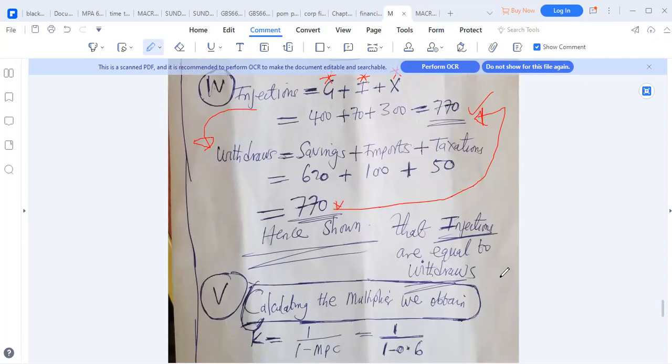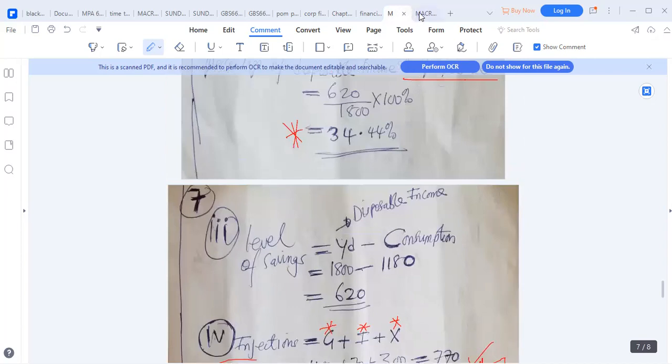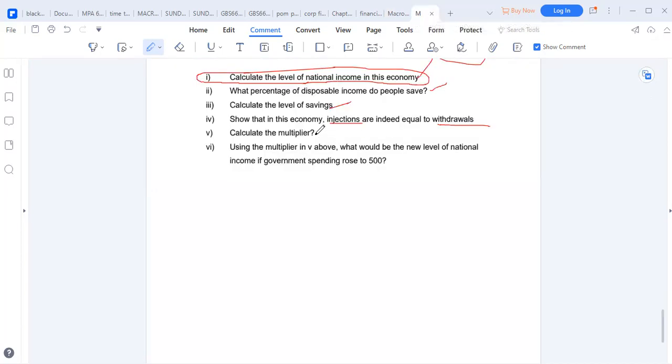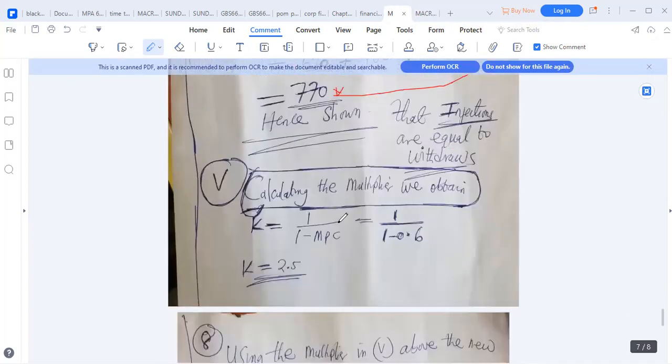Then we need to get down to the other part of the question, calculating the multiplier. So multiplier is equal to 1 over 1 minus marginal propensity to consume. The K is the multiplier, where we are saying 1 over 1 minus marginal propensity to consume. So our multiplier is 2.5.